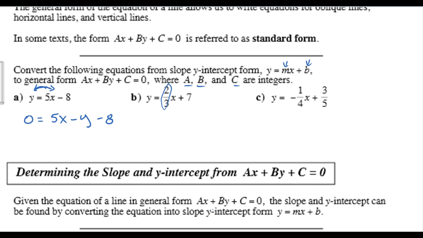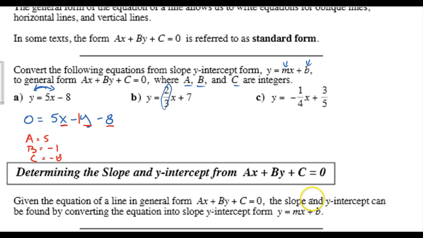Okay, notice how I wrote this. I wrote the x term first, then the y term, and then this constant here that has no term. So if you were to look at what a, b, and c are, well, a in this case is 5, b in this case is -1. There's that -1 that's not written there, and c is -8. So as long as they're integers, and the x term is written first, that is the general form. Okay, so those are the key things. So let's go ahead and do a couple more examples here.